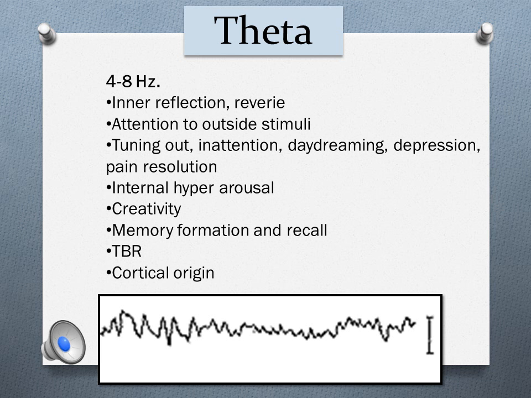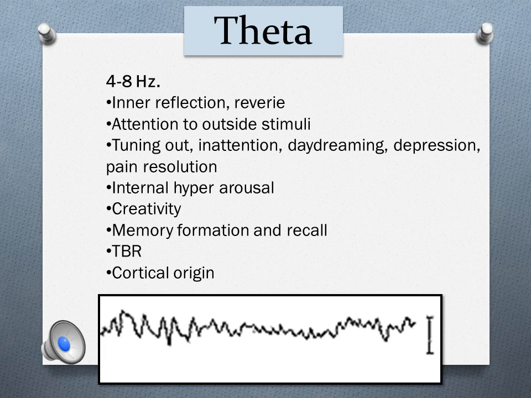The next frequency range up is theta, which is generally 4 to 8 hertz. It is seen in inner reflection or reverie. You would see it in the back of the head. In the front of the head, you would see it when one is attending to outside stimuli, which is why it's very common in attention deficit, because one has trouble bringing their attention internally and are so susceptible to the sounds and lights and movements that are happening outside, and why one can't attend.